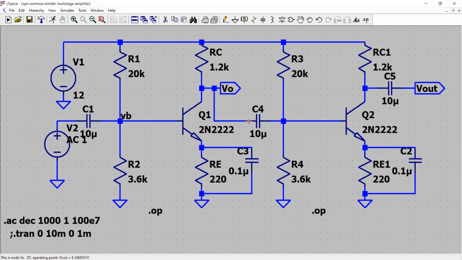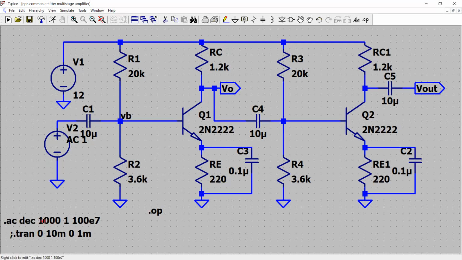So for the DC analysis, we'll use the .op command here. I have to use it only once, so you can see there are 2 now. I will just remove one. And now I will save it and then simulate, but before that I have to disable this AC command here also.